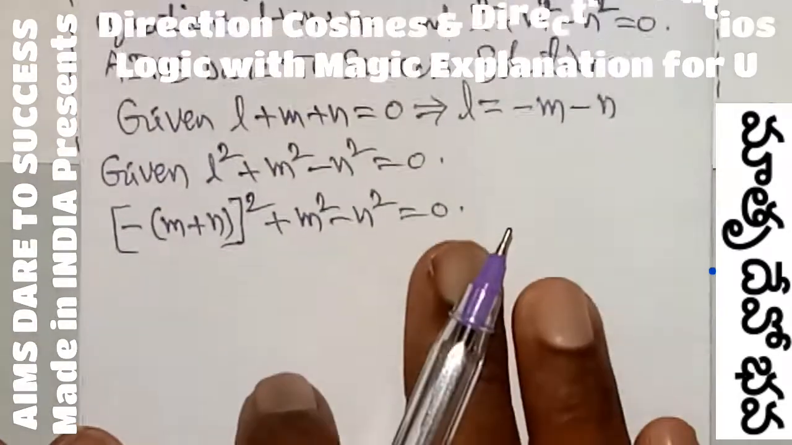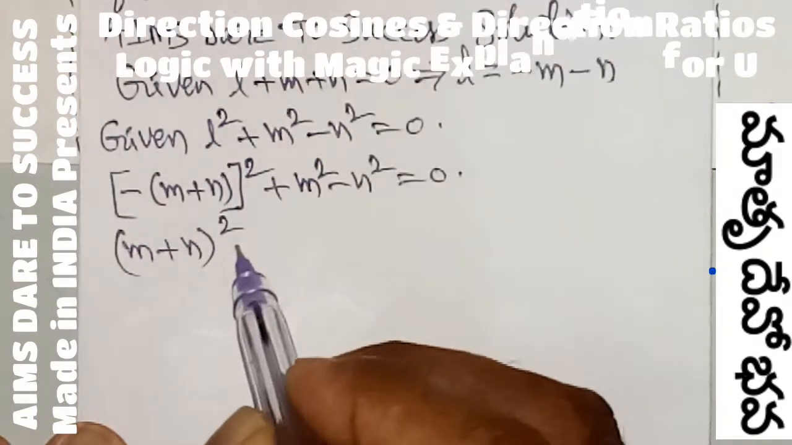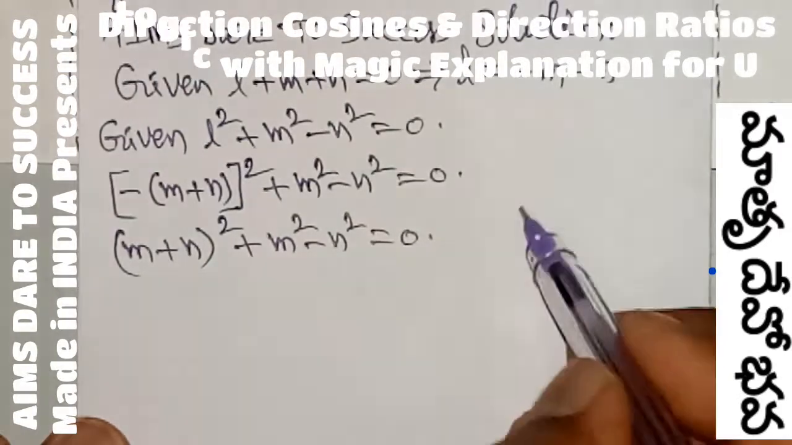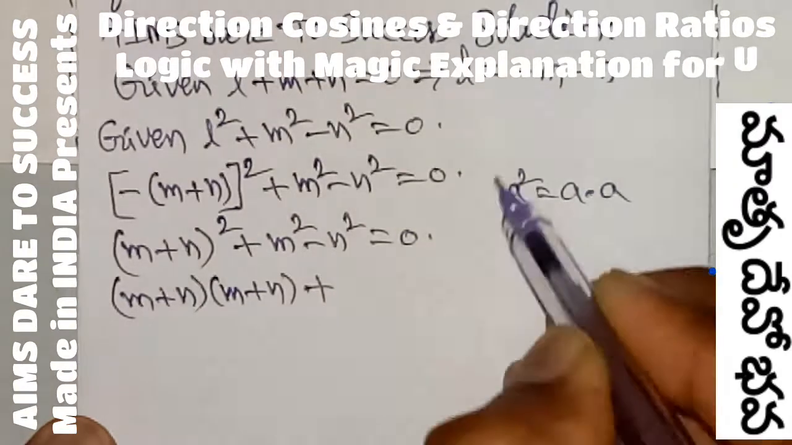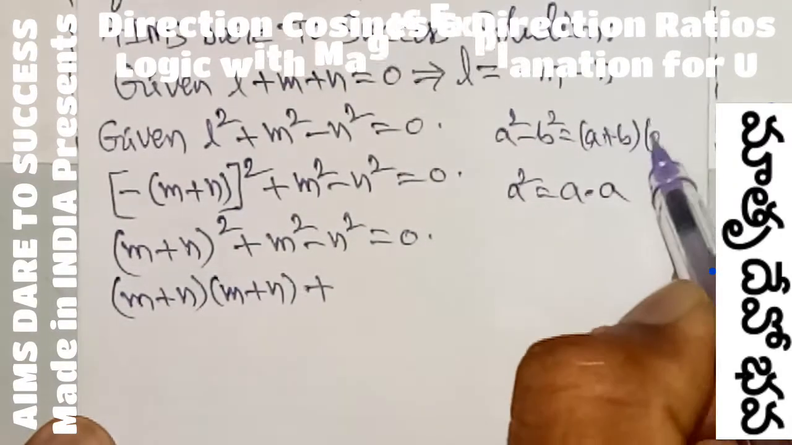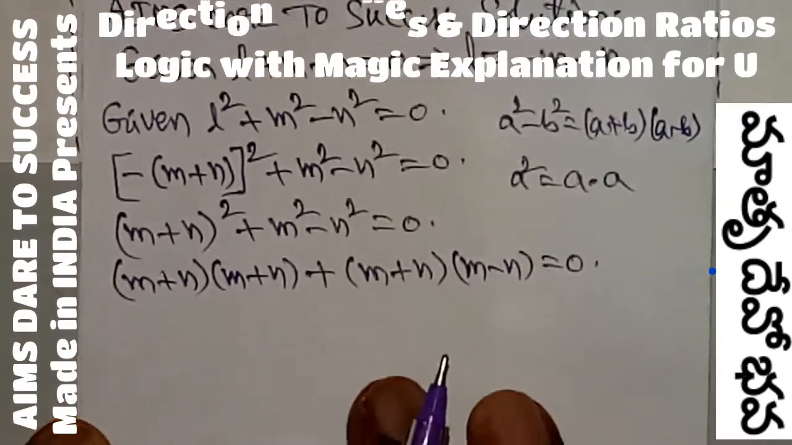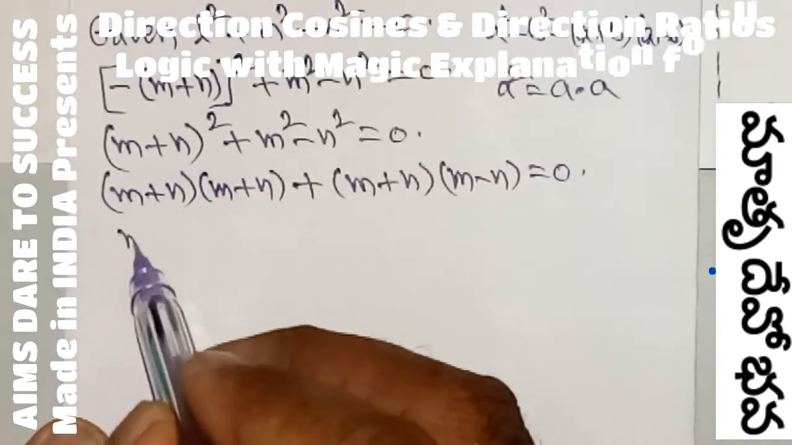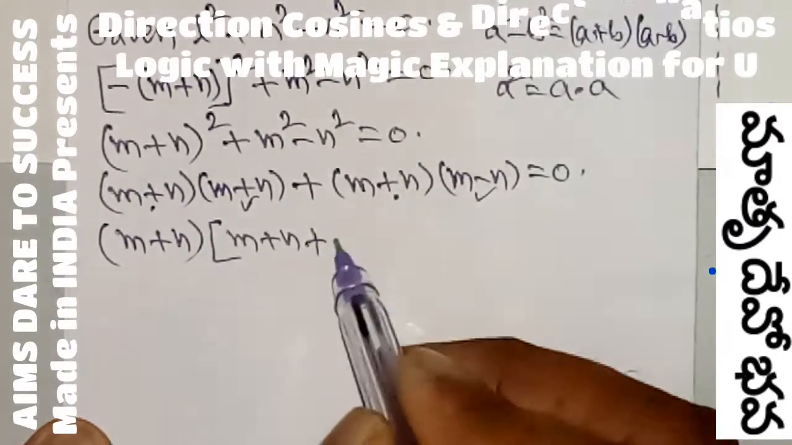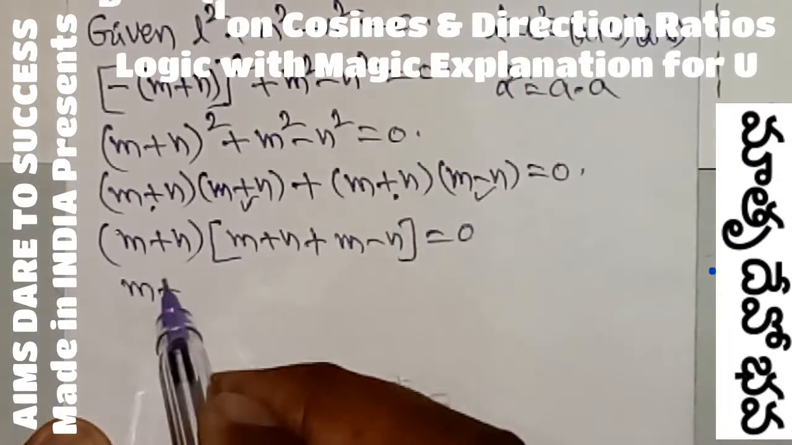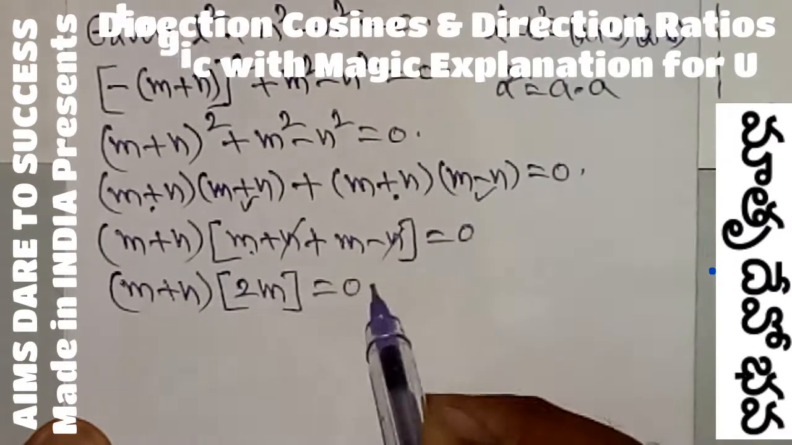Here, minus to the power of an even number gives a positive sign, because minus into minus is plus. So this can be written as m plus n whole square plus m square minus n square is equal to 0. A square is a into a, so m plus n whole square is m plus n into m plus n. And a square minus b square can be written as a plus b into a minus b, so m square minus n square is m plus n into m minus n. In both terms, m plus n is repeating. The remaining value is m plus n plus m minus n is equal to 0. Here plus n minus n cancelled, and the remaining value is m plus m, which is 2m is equal to 0.